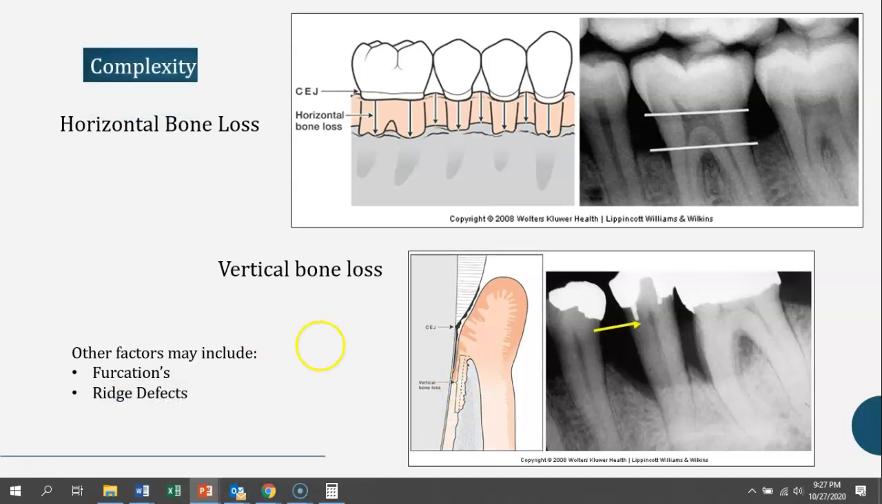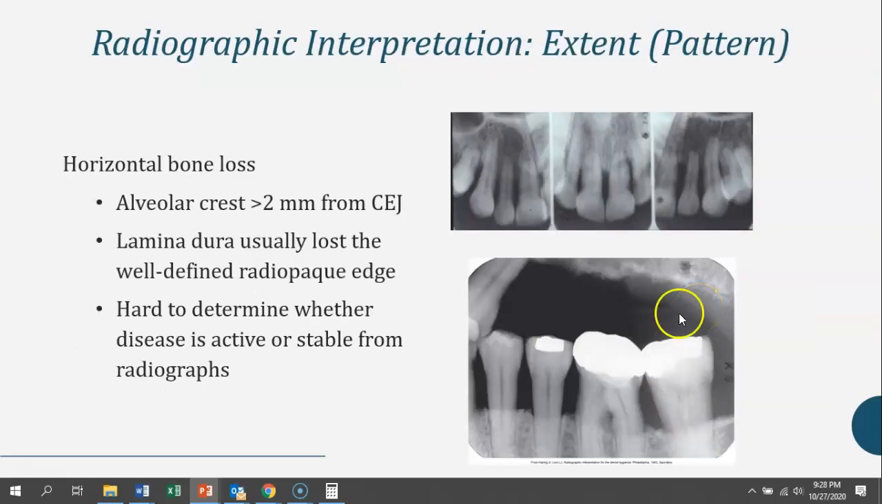Complexity. What is the yellow arrow pointing to? Oh, well, it's highlighting the vertical bone loss there. Okay. All right, so it's a little bit more about extent and pattern.